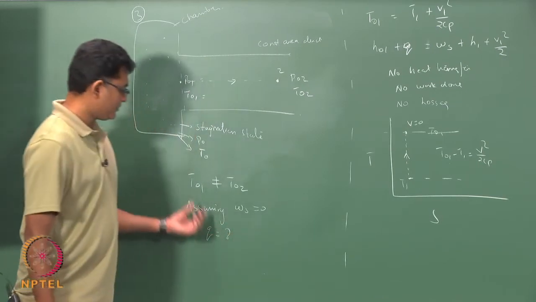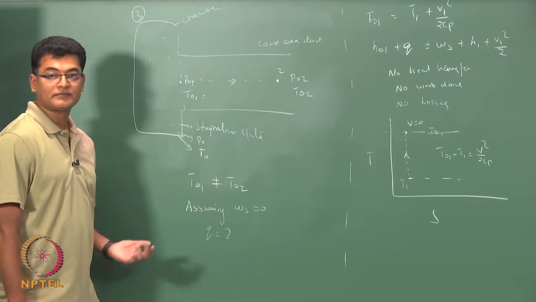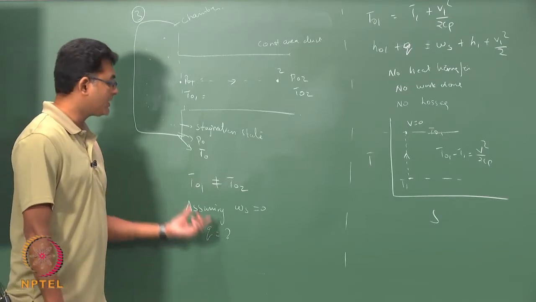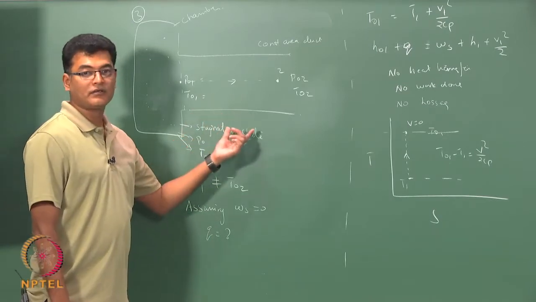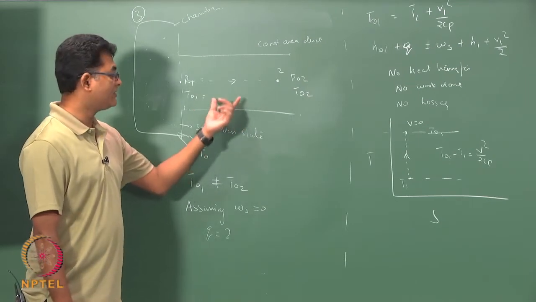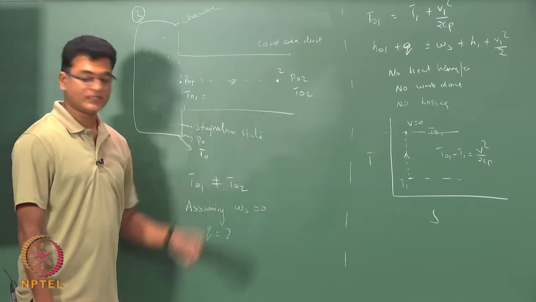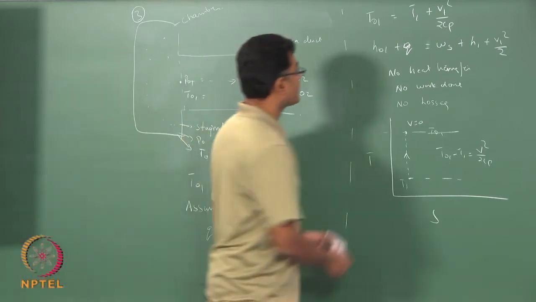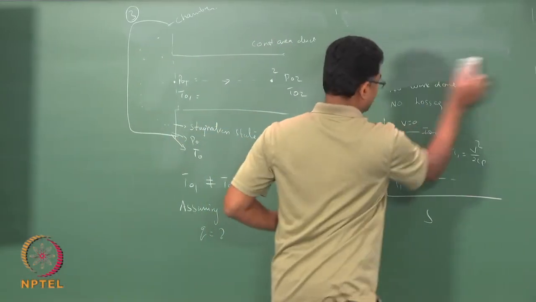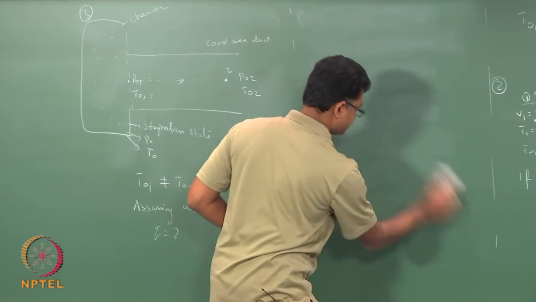So, what is the Q that you need to supply, or what is the heat transfer that is needed to keep your T01 same as T02? So, what is the process in the TS diagram?